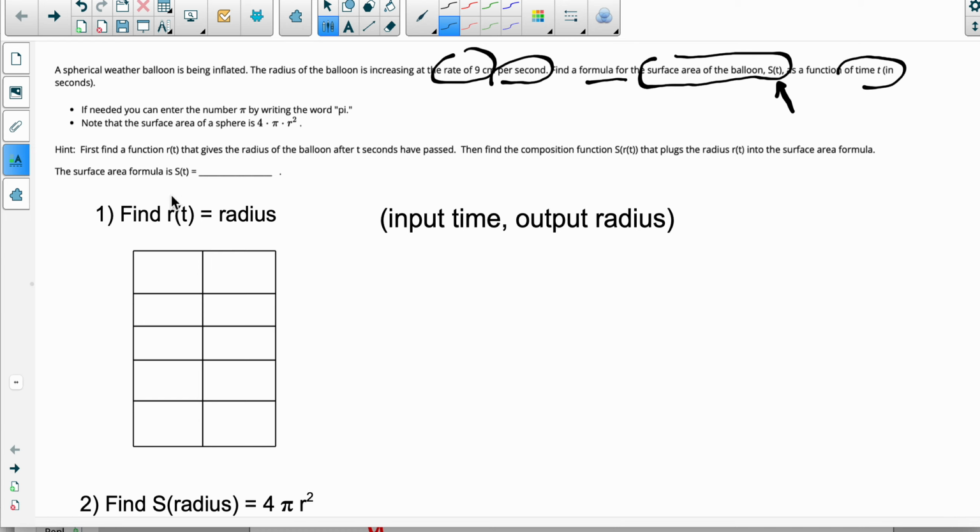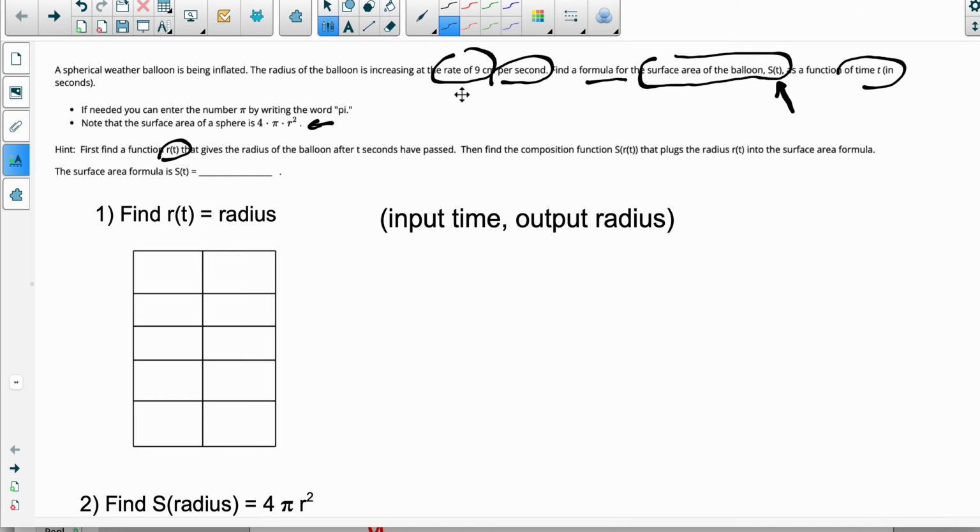So what it's really saying is first I need to find the radius function. Surface area is 4 pi r squared, but I know that r is changing, so surface area is changing as time changes. So let's first look at radius, okay? This is a composition of functions.